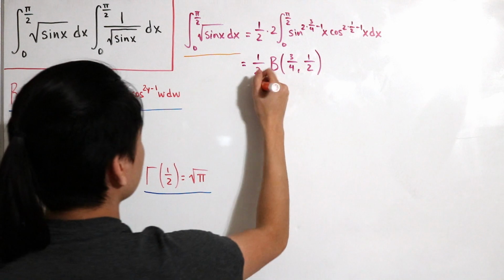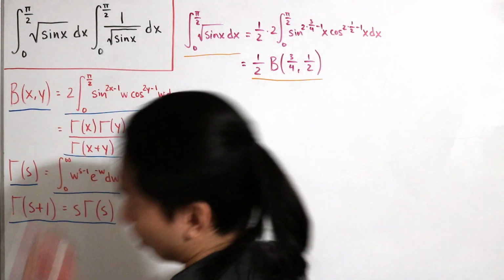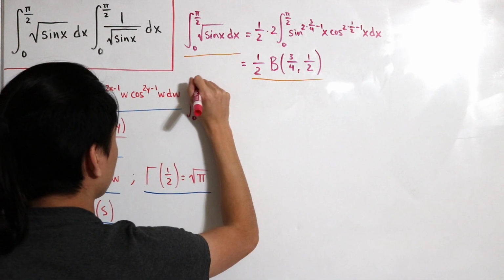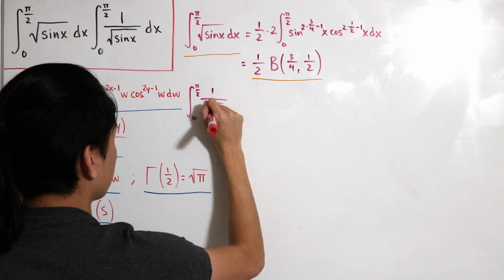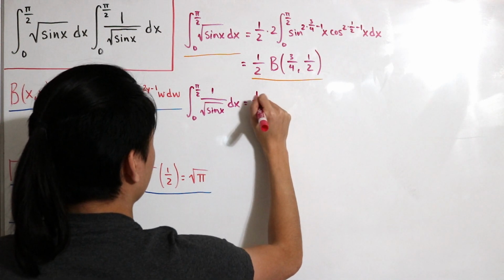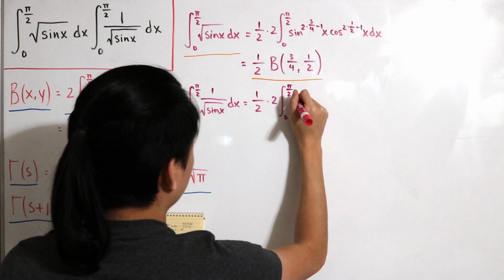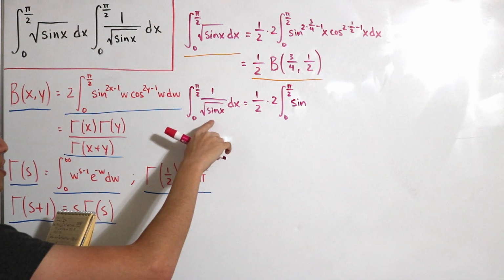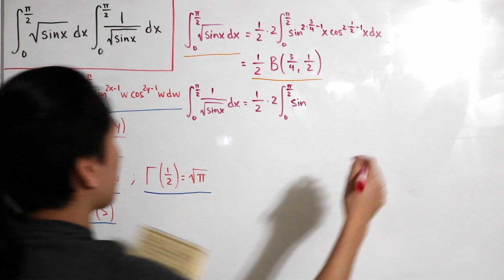So the left hand side equals this right hand side in terms of beta. Now next let's do the second integrand right here. We just apply the same method as before. So 0 to pi over 2 of 1 divided by the square root of sine of x dx. Here we can write this as 1/2 multiplied by 2, then multiply by the integral 0 to pi over 2, then sine, set the exponents equal to each other, 1 over square root of sine of x. In other words, we can say this is sine to the power negative 1/2 of x.